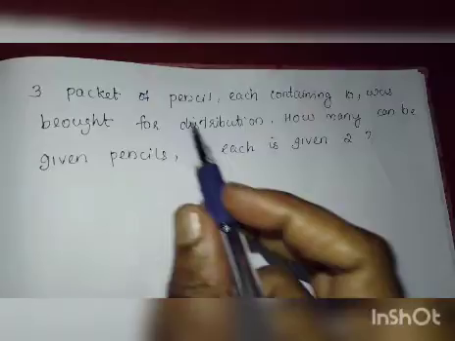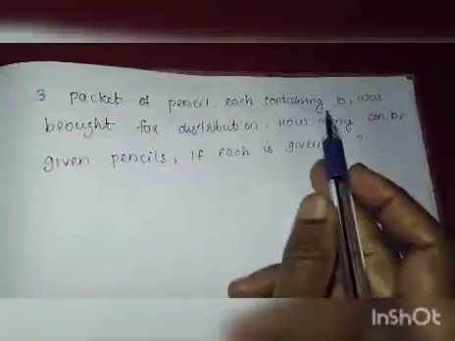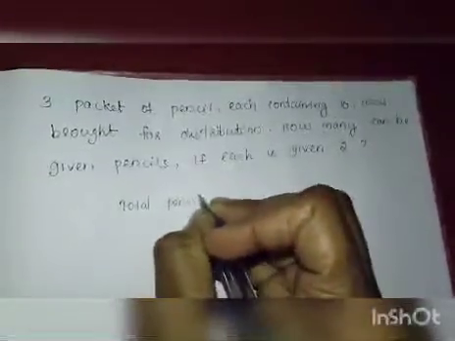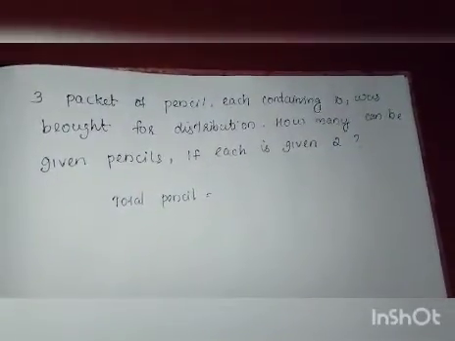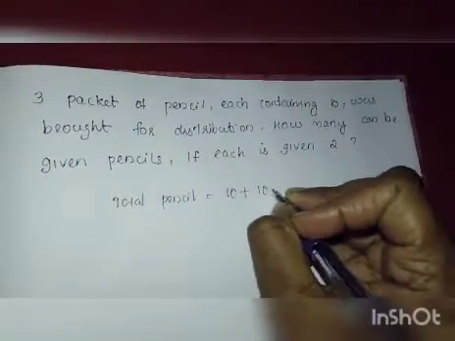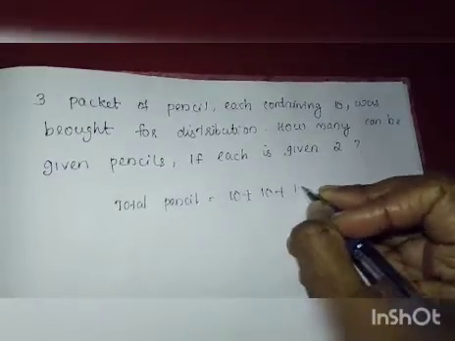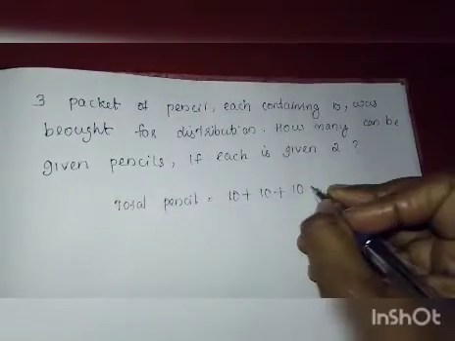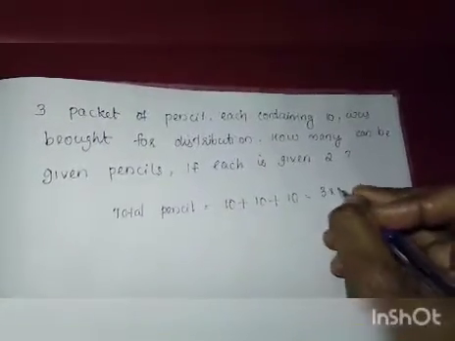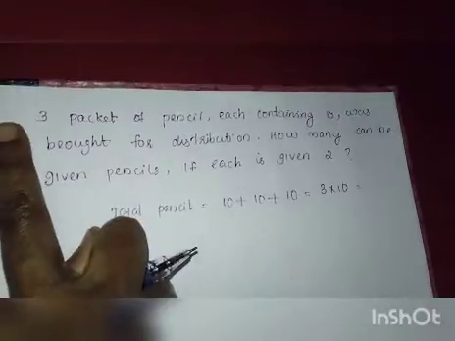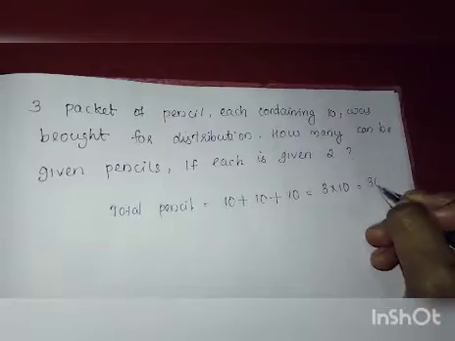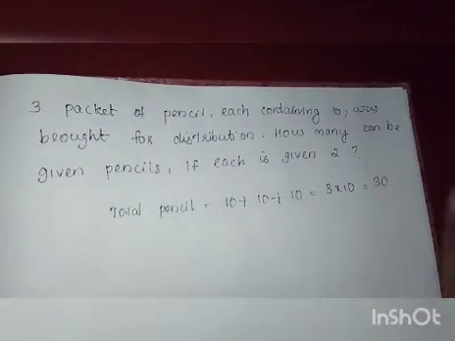First, here 3 packets are given. One packet contains 10. So we need to find the total pencils by multiplying 3 with 10. That is, in one packet there are 10 pencils. In the second packet also there are 10 pencils. In the third packet also there are 10 pencils. So this is 3 multiplied with 10. That is, there are 3 packets, and one packet contains 10. So 3 multiplied with 10, we get 30. This is the total number of pencils.